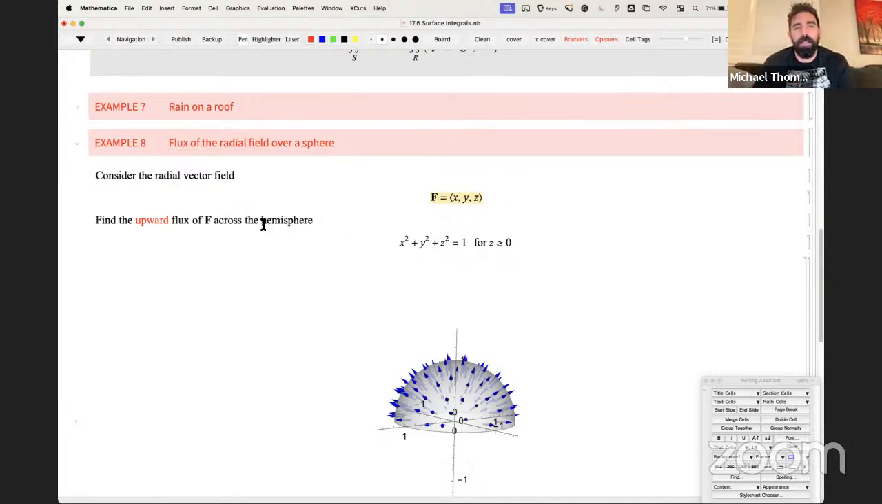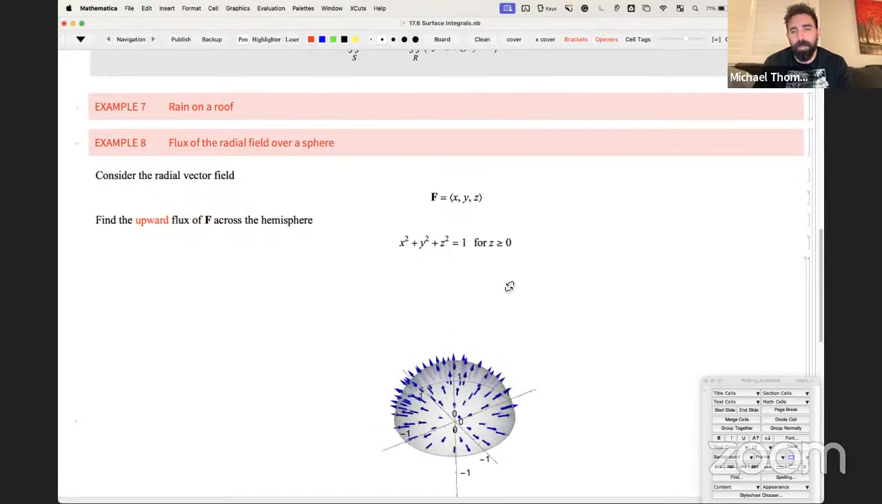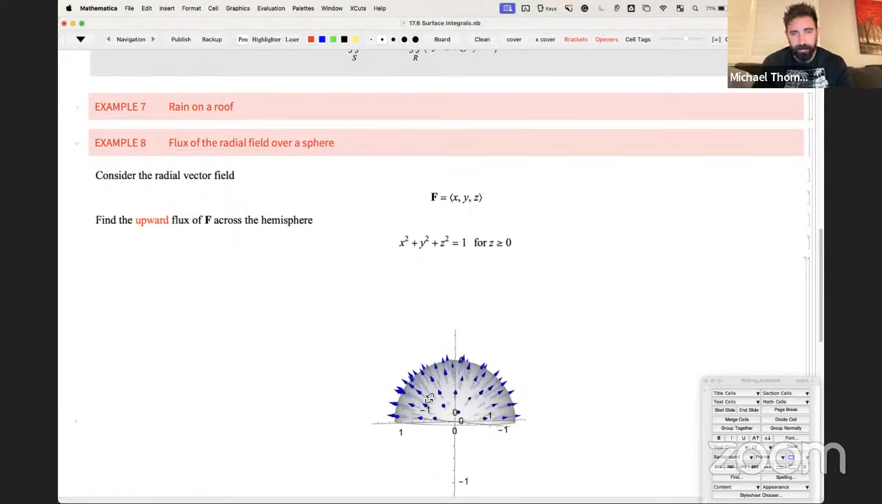We're only interested in the surface given by this hemisphere. That's a sphere, and that would be the top half of the sphere. So that's a hemisphere. And we want to find the upward flux of F across this hemisphere. I'm actually showing you the vector field on the hemisphere, just the part of the vector field I care about. And we'll find the flux.